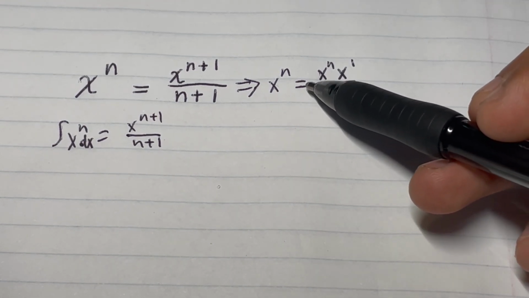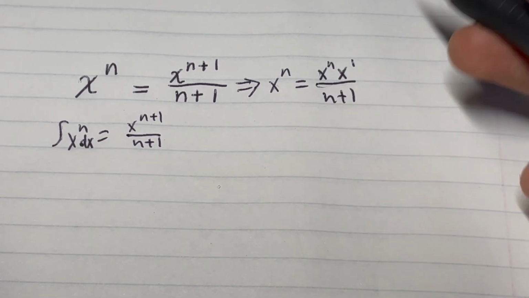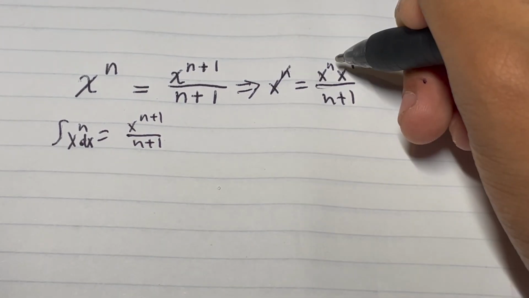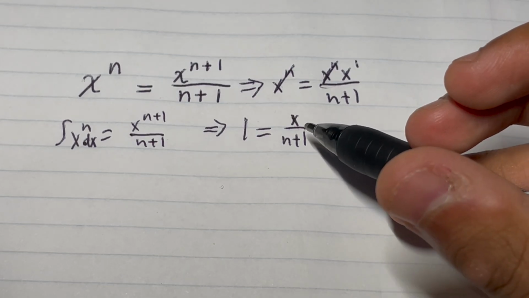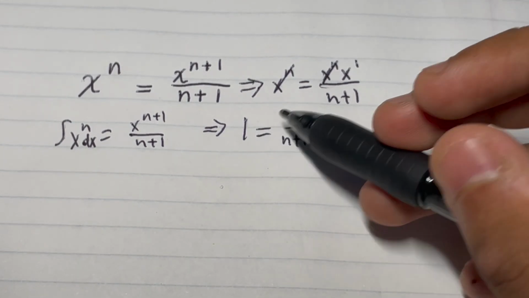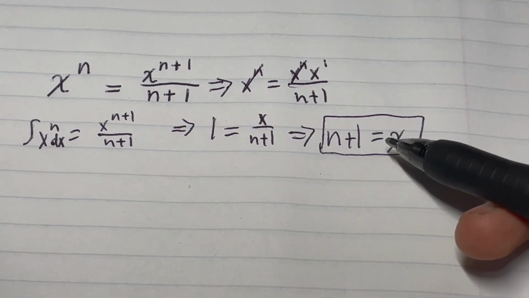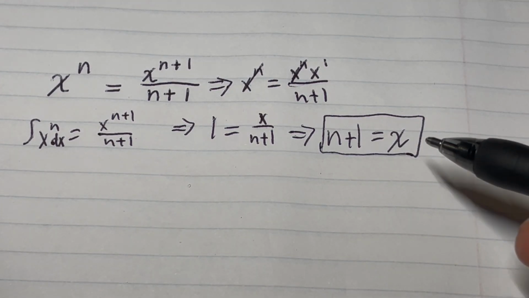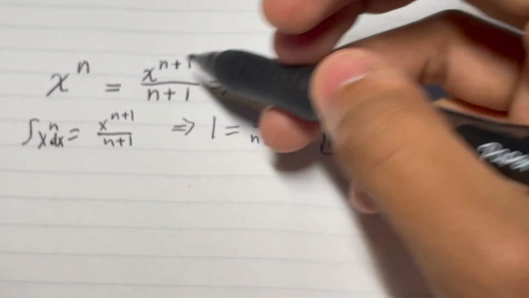And the reason we did this is because we now see that we can cancel x to the power of n on both the left hand and the right hand sides. This leaves us with 1 equals x divided by n plus 1. Multiplying n plus 1 on both sides gives us n plus 1 equals x. So this is the answer to this equation right here.